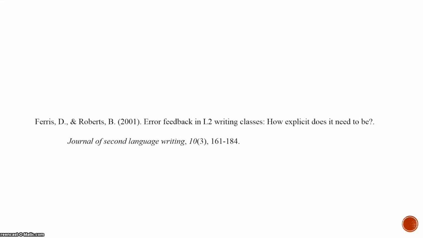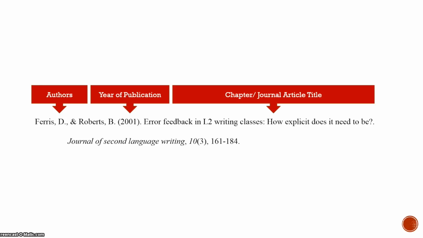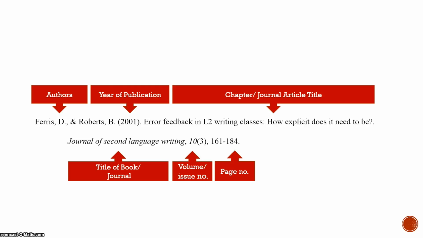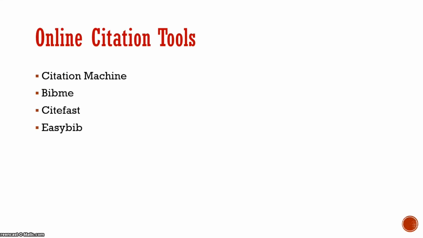The reference list at the end of your paper includes several pieces of information: authors, year of publication, chapter title or journal article title, title of book or journal, volume and issue number, and page number. There are a number of online citation tools you can choose from to generate a reference list in APA style. For example, Citation Machine, BibMe, CiteFast, and EasyBib. For more details about APA citation style, see the Publication Manual of the American Psychological Association.